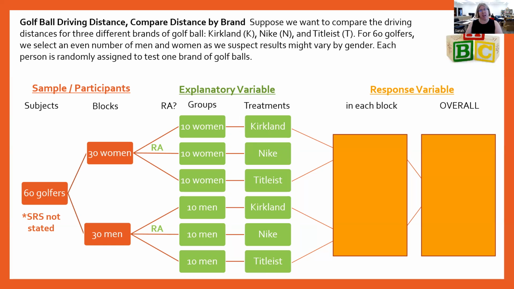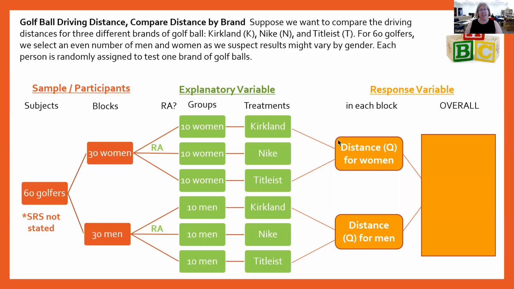And now we're at that final part of the experiment. We're going to evaluate our results. We're looking at that response variable. So we'll start with the women. We had three groups of 10 that use either Kirkland, Nike, or Titleist. So we'll see which one they were able to hit the furthest. And we'll separately do the same thing with the men. So look at the distance for the women and the distance for the men.